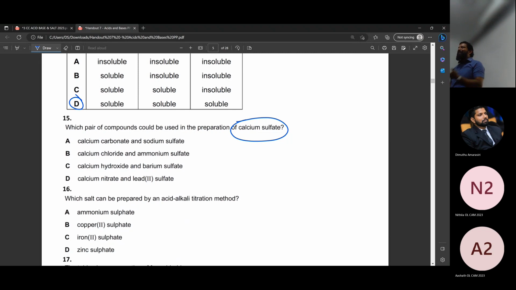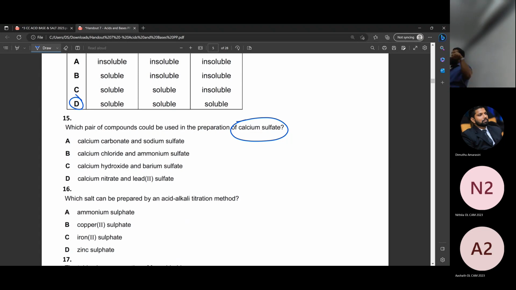We can't say soluble, we can't say insoluble. So we are in trouble. How to? Basically, we can say both. Okay. Right? So it's slightly soluble, right? Now it's a killer. Why? We can't decide any of the titration or salt preparation methods.